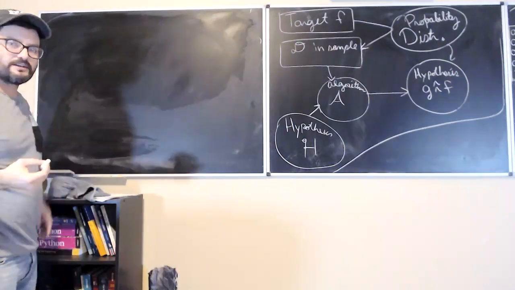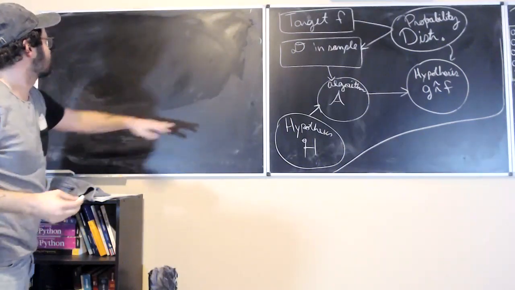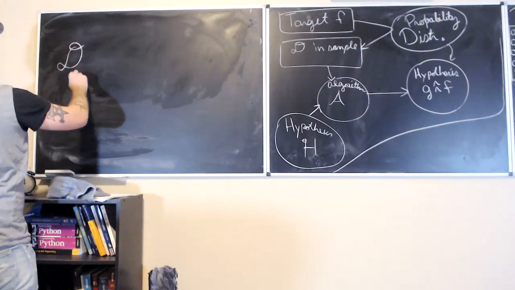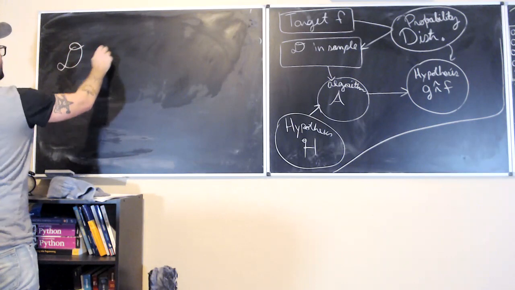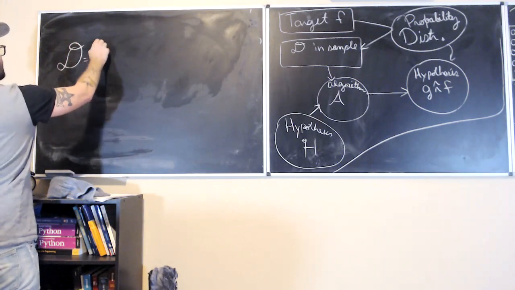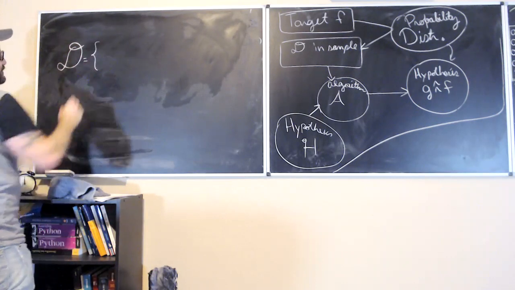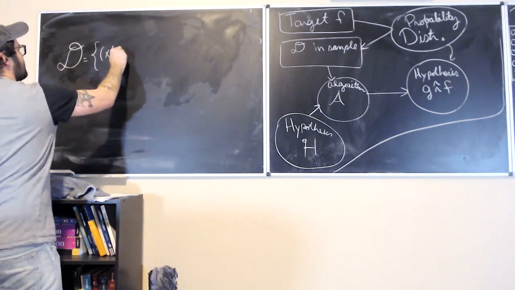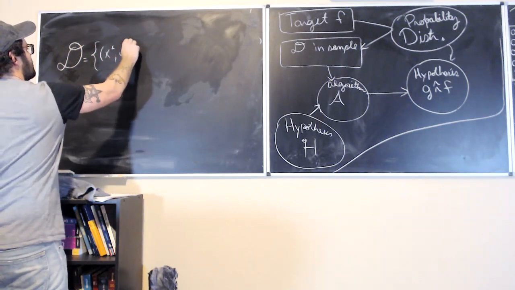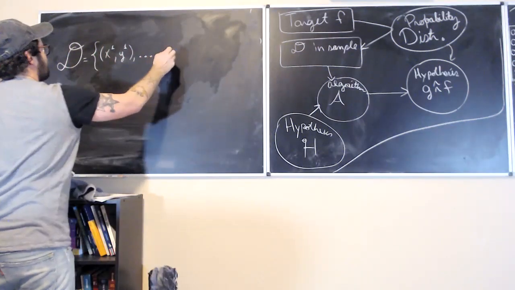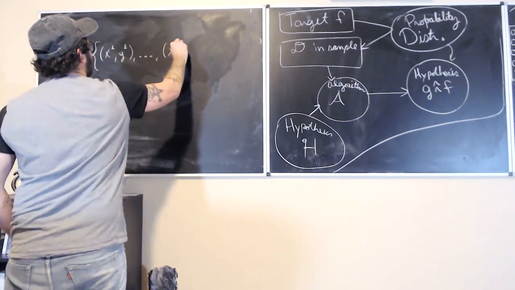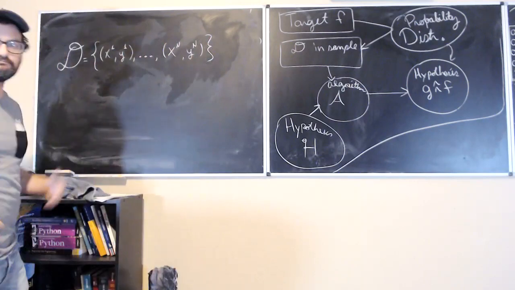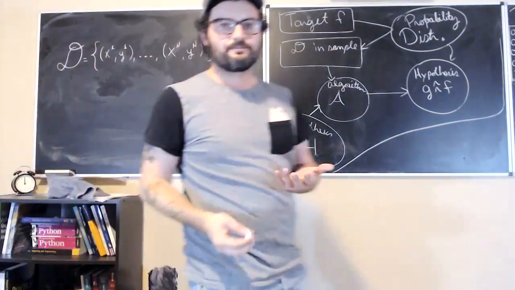So maybe I'm being a little vague with my wording, so I'm just going to draw a picture. So we have our data, right? Suppose we're in supervised learning. We have x1, y1, x2, y2, up to xn, yn. Okay, so we're familiar with this concept.